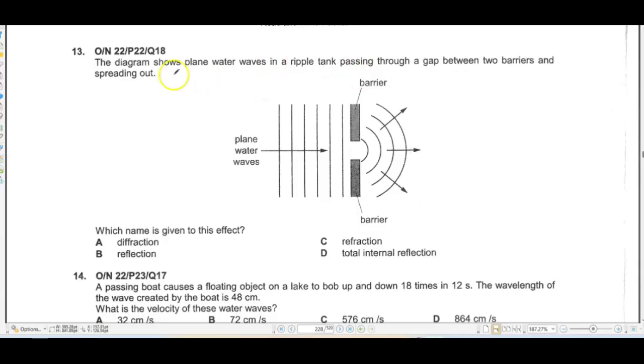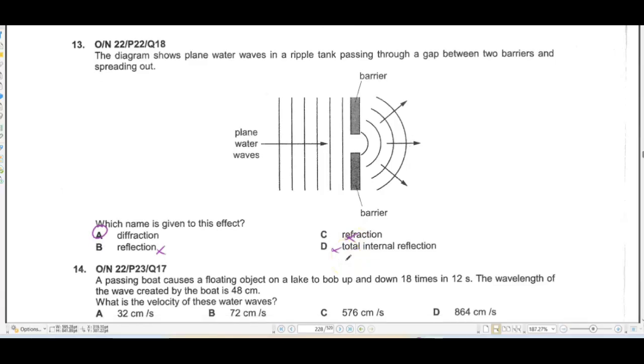Question number 13. The diagram shows plain water waves in a ripple tank passing through a gap between two barriers and spreading out. Which name is given to this effect? Now this effect you can see is diffraction. Diffraction is when the waves pass through a small barrier or small hole, they start to curve like this. So this is called diffraction. It's not reflection, it's not refraction, and not total internal reflection.